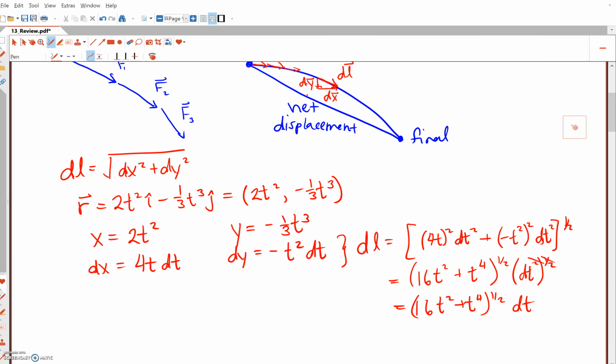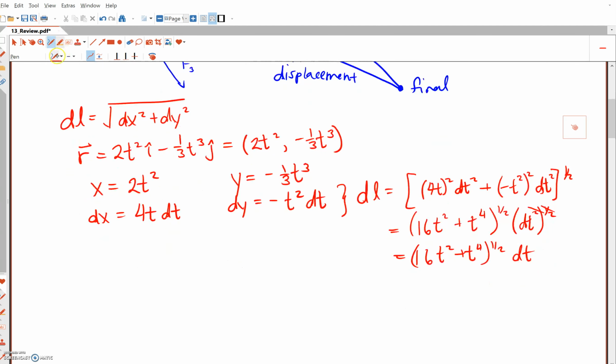So that's good, but there's actually another way we can think about this, and that is from the velocity. I also found earlier that my velocity, which is a vector and also a function of time, is equal to 4t in the i hat minus t squared in the j hat. I can rewrite that as 4t in the x direction minus t squared in the y direction. So this is my v sub x, and here we have my v sub y.